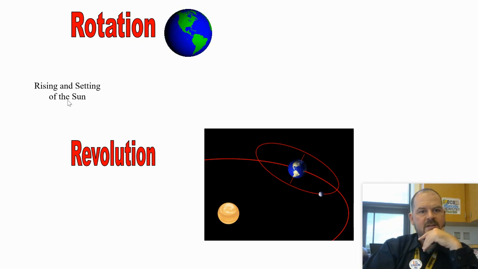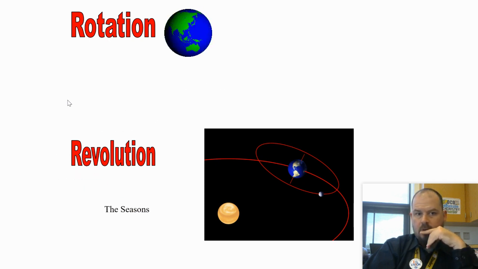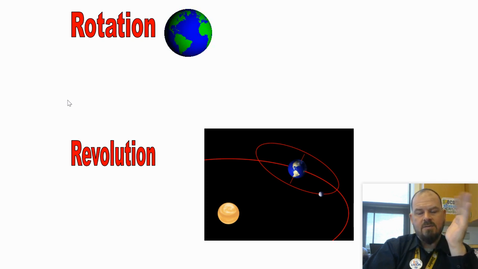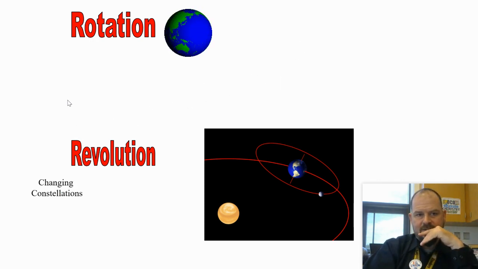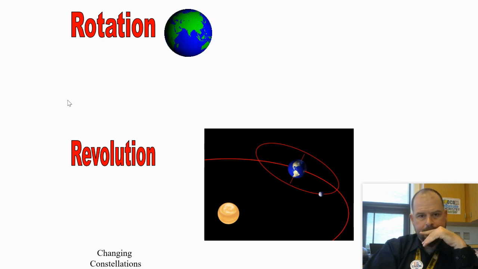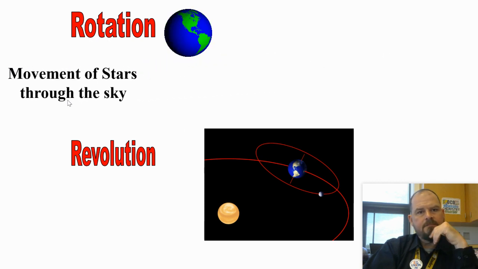So the rising and setting of the sun is one way to let you know that we are rotating. Also the rising and setting of the moon. The seasons is one of the evidence for a revolution, probably the main one. And the fact that we're tilted on the axis, it changes the angle of the sun. Changing of constellations. There we go. We're going to have a video on that. Movement of stars through the sky. That's the same thing, honestly. That's rotation, not revolution.